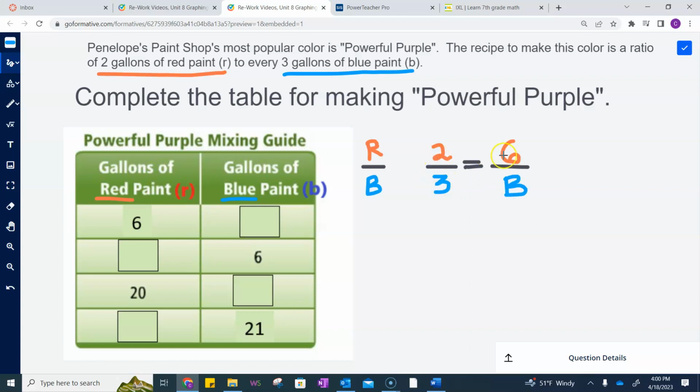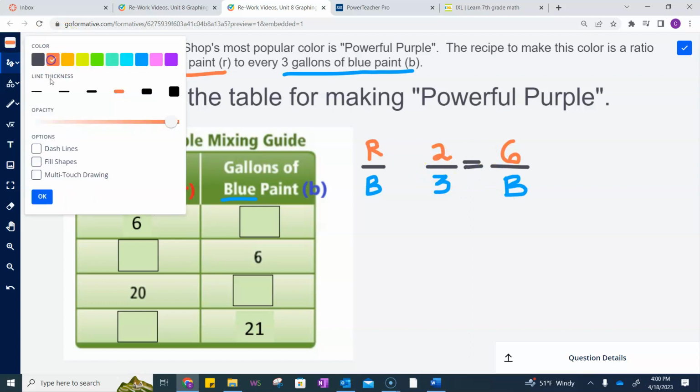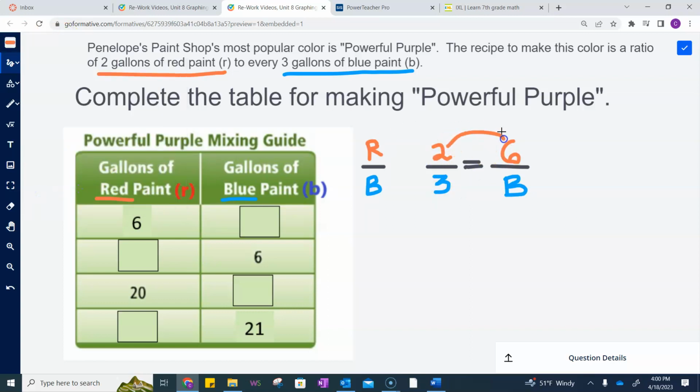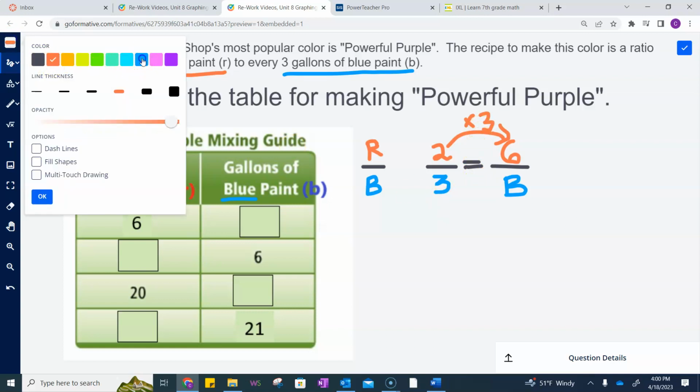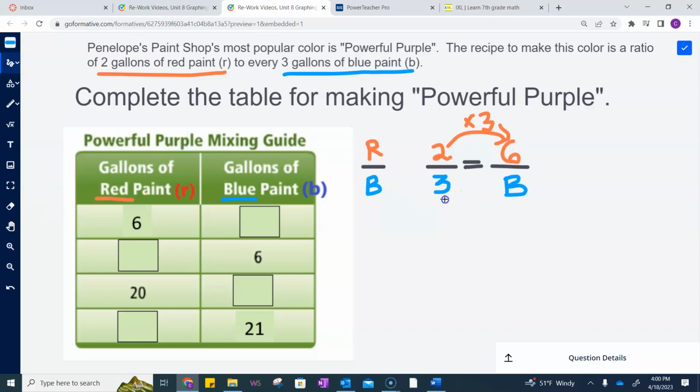So I scaled my 2 to a 6. To scale it up, I had to triple it. I had to triple my 2 gallons to turn that into 6 gallons of red. If I tripled that, I'm going to also need to triple my blue paint amount so I get the right shade of purple to come out. I have to scale that up by 3 also. And what I find is I need 9 gallons of blue paint to go with my 6 gallons of red paint, and I'll have Powerful Purple.